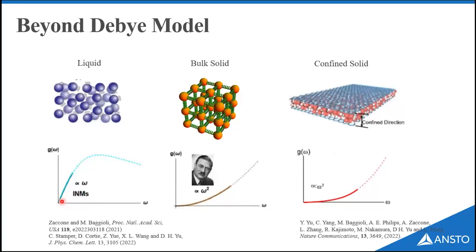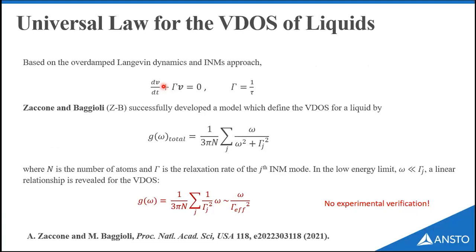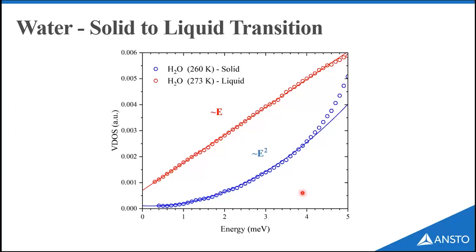For example, for liquid, they rather behave like a linear relationship, and for a solid confined to a two-dimensional geometry, it behaves like omega to the power three. For liquid, due to the very complex dynamics, it has been very difficult to derive an analytical formula to describe the phonon density of states. Until recently, a theory came out and defined the phonon density of states for liquid. And this formula, when we reach the low energy limit, gives the linear relationship. Until then, there was no experimental verification. So we performed some experimental investigation to prove this theory.